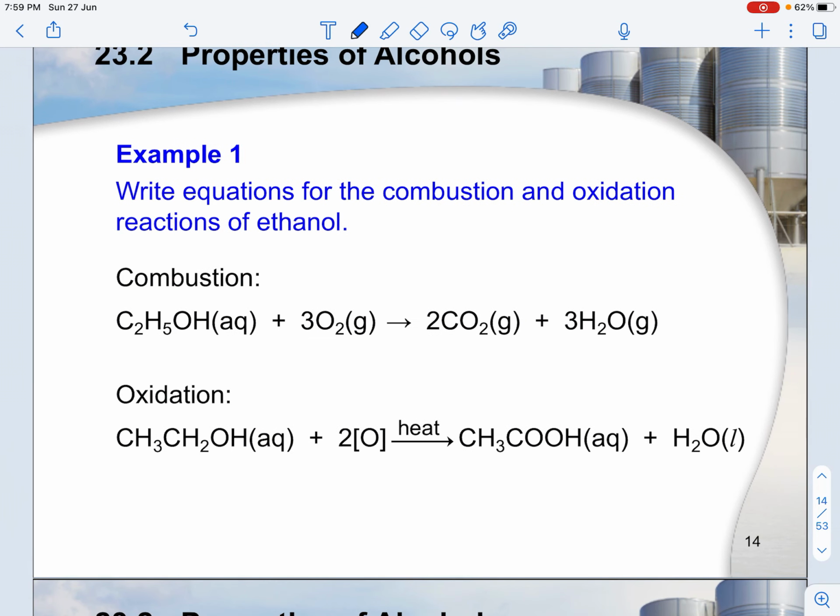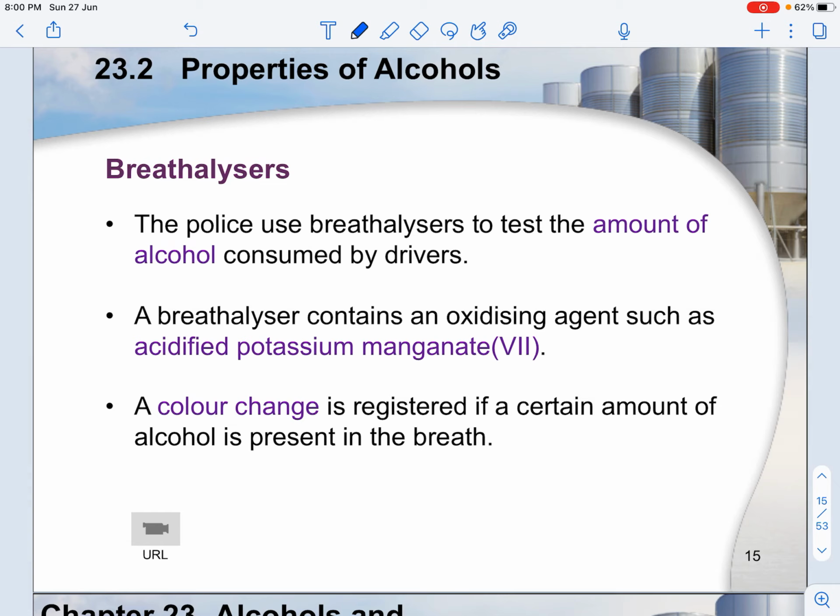Okay, so one way for police to use the application of this conversion is because in your breath you will contain vapors of alcohol. So when you blow into a breathalyzer, the breathalyzer contains an oxidizing agent, most probably acidified potassium manganate. This acidified potassium manganate will then convert this alcohol into a weak acid, and then the weak acid can be tested either through a litmus paper or some indicator.